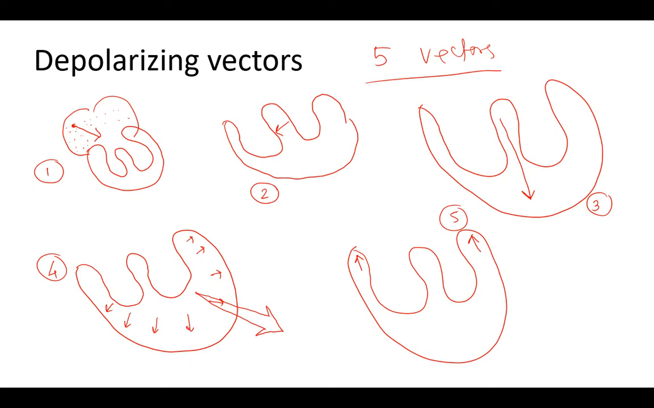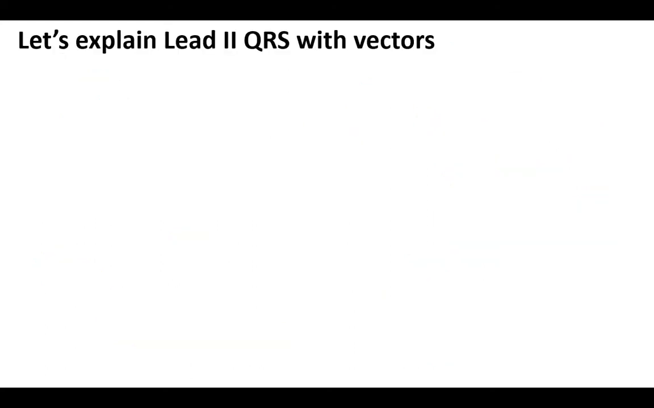Okay, now with that knowledge of depolarizing vectors, let us explain the lead to QRS complex with the help of the vectors. So let us draw a big heart.